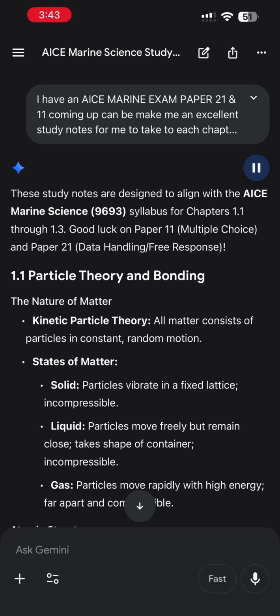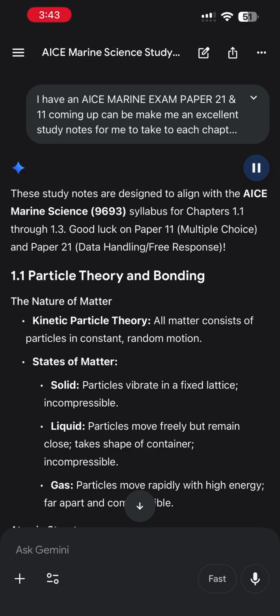These study notes are designed to align with the AICE Marine Science 9693 syllabus for chapters 1.1 through 1.3. Good luck on paper 11, multiple choice, and paper 21, data handling, free response. 1.1 Particle theory and bonding.